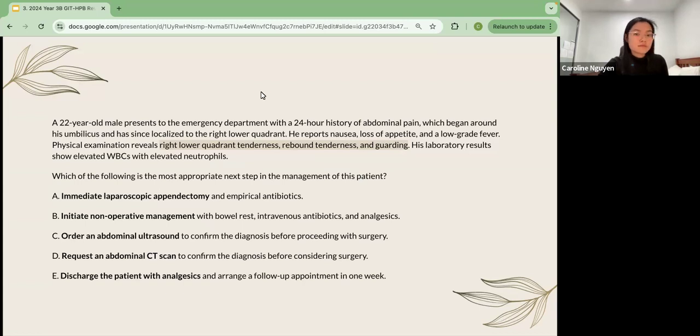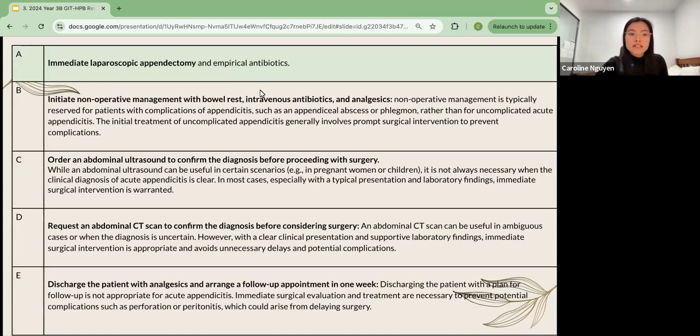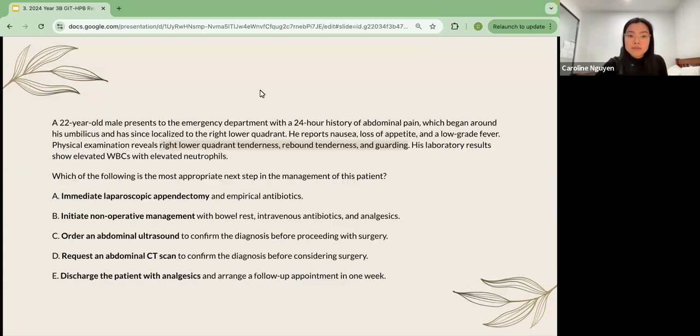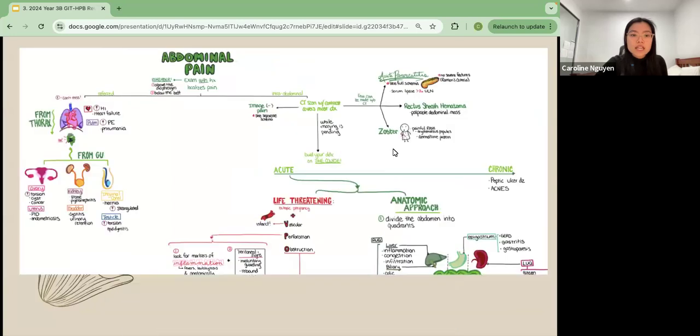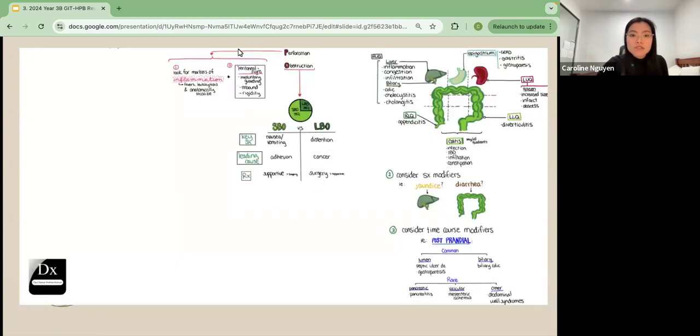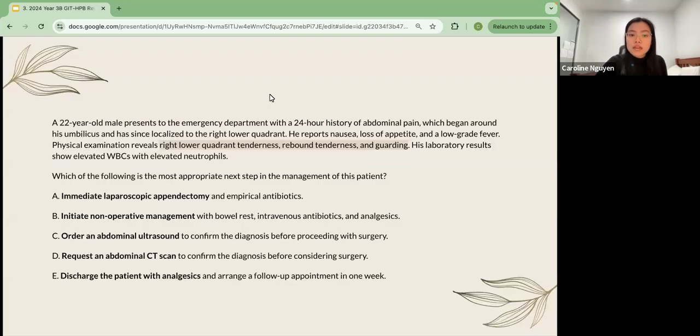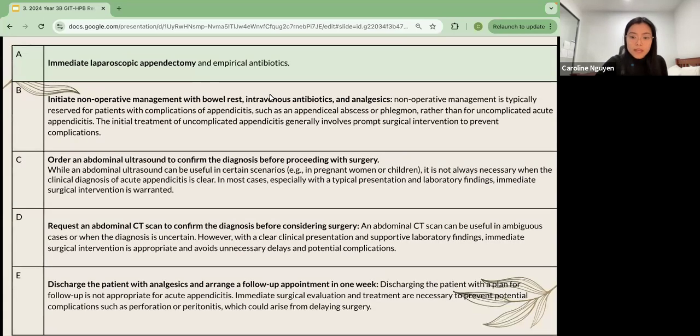The answer is immediate appendectomy. The reason why it's immediate is because he's got the symptoms and he's also got rebound tenderness and guarding. So that means it is an obstructive picture. No, not obstructive, it's a perforation picture. And they do have markers of inflammation, so the peritonism signs: involuntary guarding, rebound tenderness, and rigidity. So they need to be in theatre straight away.